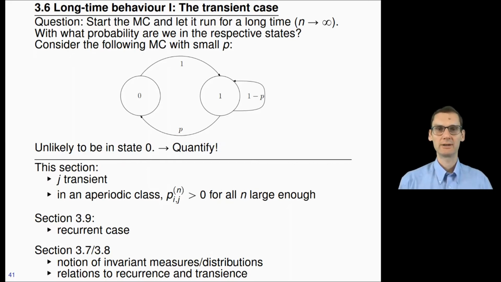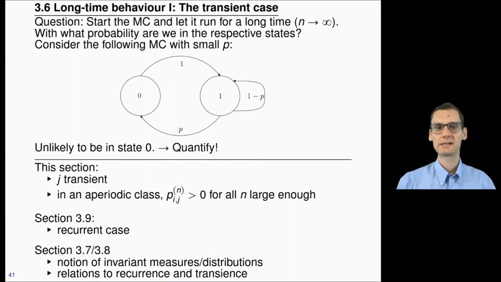And then a second part of this section is a lemma that shows a technical result, namely that in an aperiodic class, p_ij^(n) is positive for n large enough. Then it's sort of mixing. You start at a state, and it may be complicated to reach j after, say, 100 steps, but after 1,000 steps, for sure you can always reach it. After 1,001 and so on.